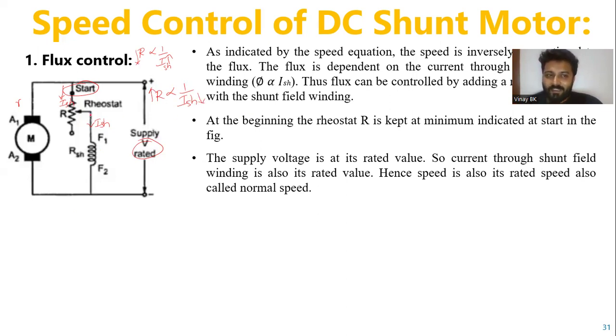Getting my point? If you increase the value of the rheostat, the current flowing through the shunt field winding decreases. If the current flowing through the shunt field winding decreases, this Ish is directly proportional to flux. If Ish is decreasing, flux also decreases. If flux decreases, since speed is inversely proportional to flux, the speed of the DC shunt motor increases above the rated speed, that is, it runs at a maximum speed, more than the rated speed.